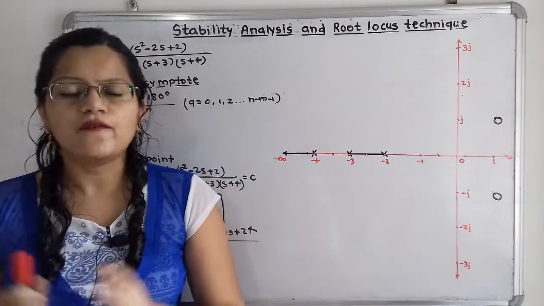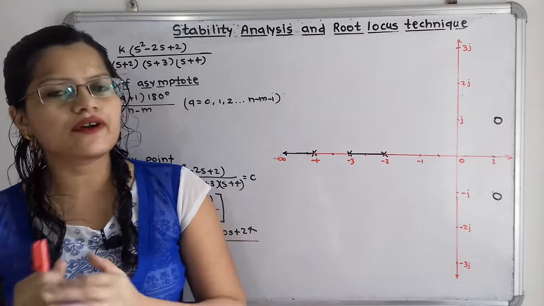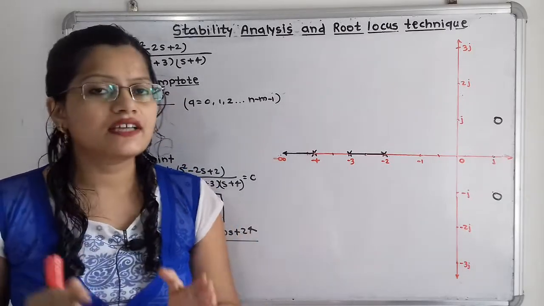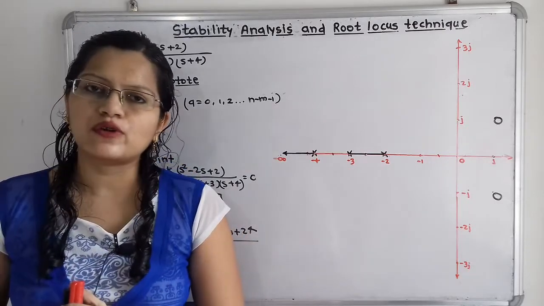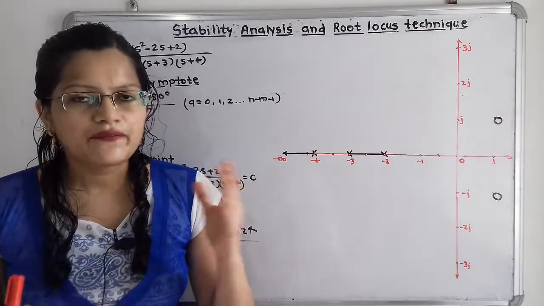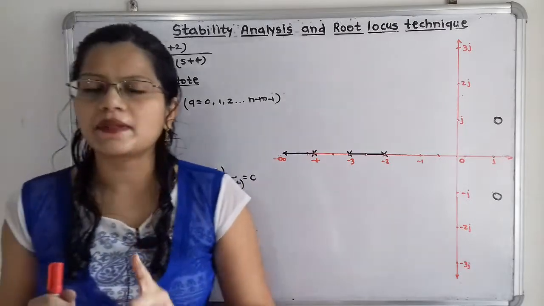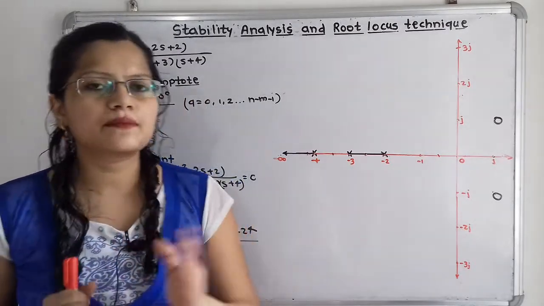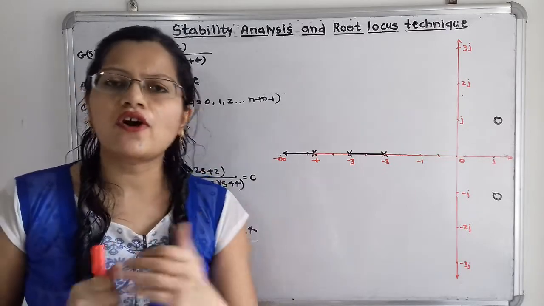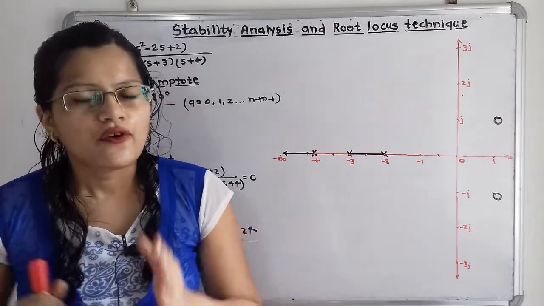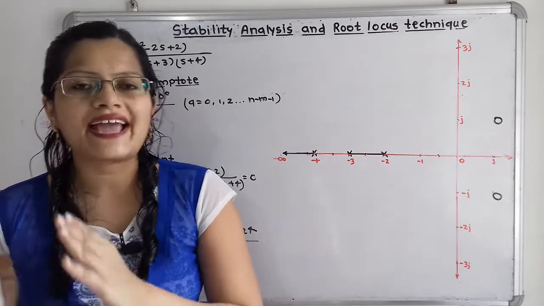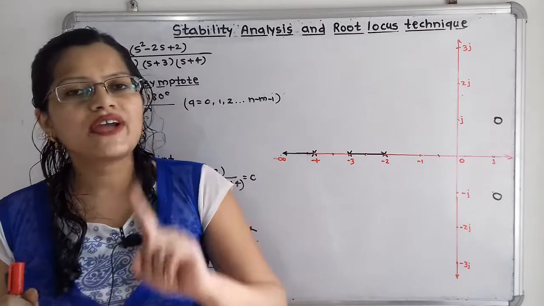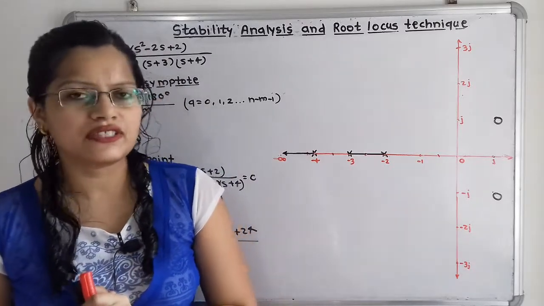Now I will tell you for this question why we are going to calculate the angle of asymptote and the breakaway point. We will understand why we are not going to calculate the centroid. For this question there is one branch that will terminate to infinity. When the branches terminate to infinity, it moves along the asymptote. So here we have to calculate the angle of asymptote. For one branch that will terminate to infinity, we have to calculate one angle of asymptote.